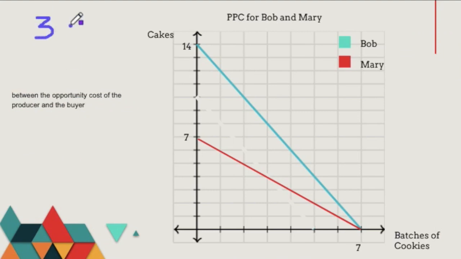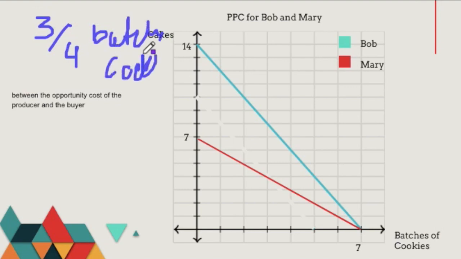We said that 3/4 batch of cookies is going to buy one cake. Now Bob can make cakes for 1/2 of a batch of cookies. Since he's going to be getting 3/4, he's going to be making more cookies, so he benefits. In Mary's case, she's going to be losing one batch of cookies for one cake. In this case, she's getting that one cake, but only losing 3/4 of a batch of cookies, so she also benefits.